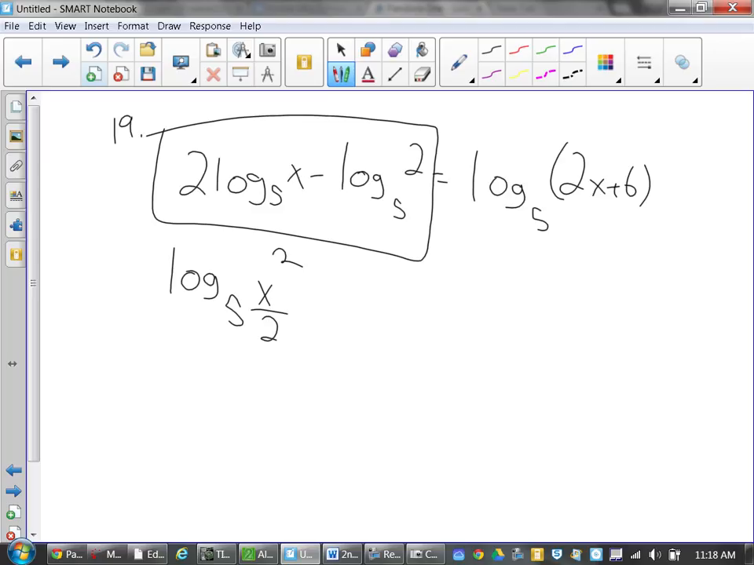I'm confused on how you get the x over 2. Because it's subtraction. I just said with subtraction, it means division. That's what that means. If it's addition, does it mean multiply? Yep.